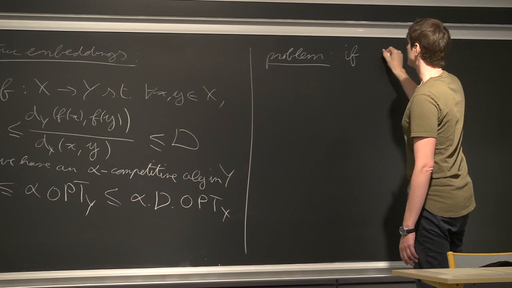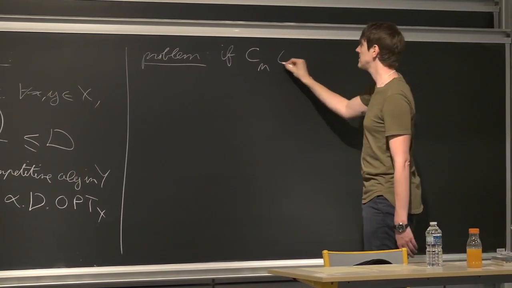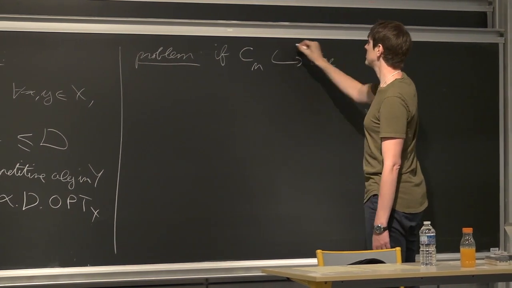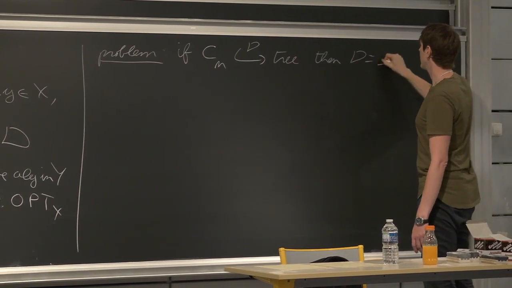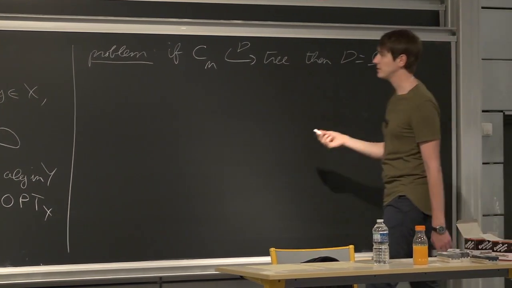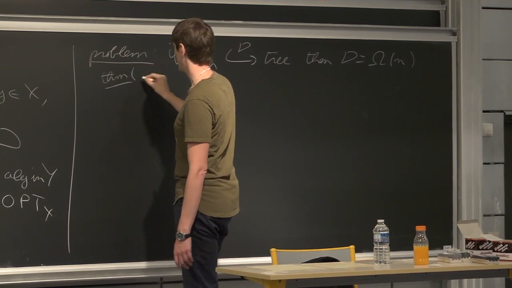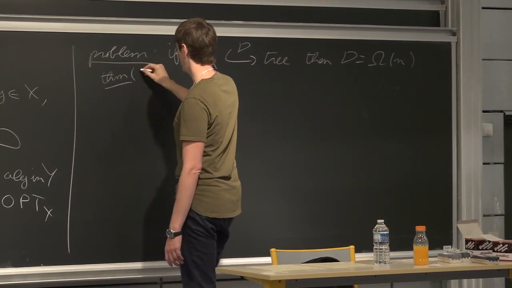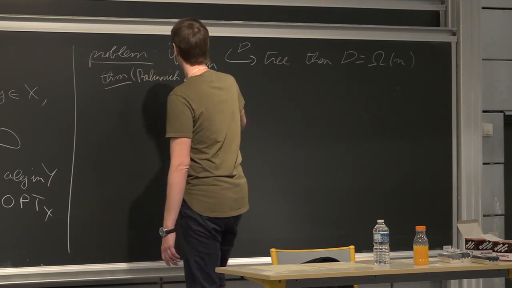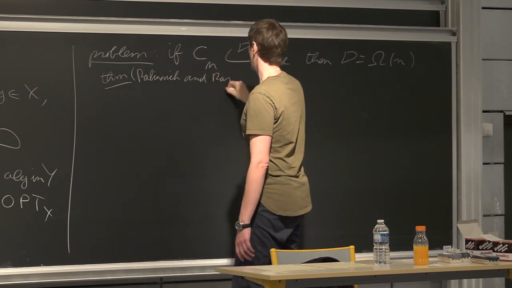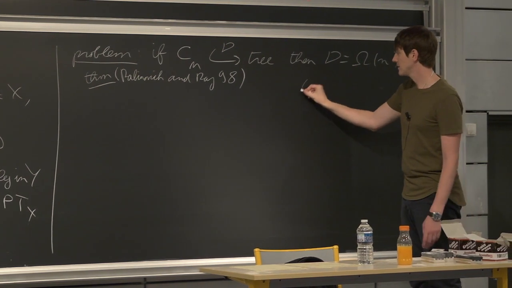If the cycle of length n is embedded into a tree with distortion d, then d must be Omega of n. This is a theorem. It's very obvious intuitively, but it is by Rabinovich and Raz from '98.